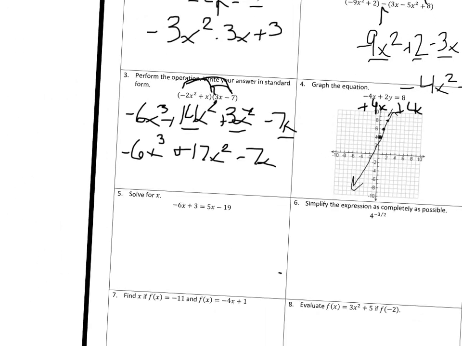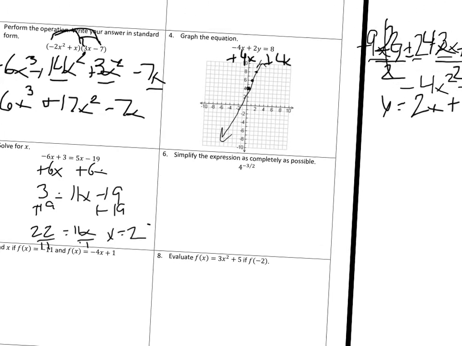Question number 3, solve for x. I need to move my variables to one side and my constants to the other. So I'm going to move my 6x to the right side first by adding 6x to both sides. So I'm left with 3 equals 11x minus 19, and put my constants to the other, so add 19, add 19. So now I'm left with 22 equals 11x, divide by 11, x equals 2.